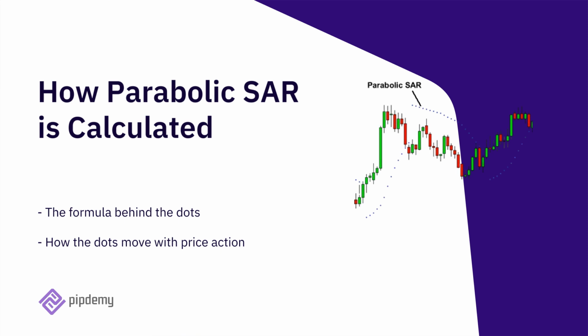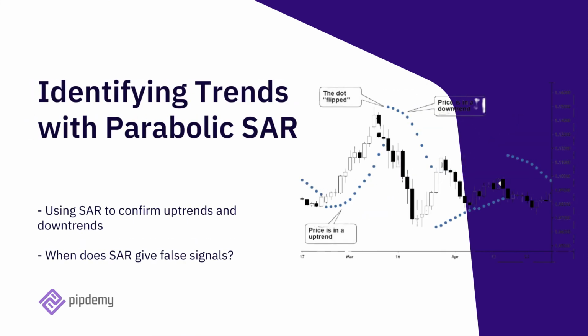Now, let's see it in action. Parabolic SAR makes spotting trends super easy. In an uptrend, dots appear below price, signaling strong buying momentum. In a downtrend, dots move above price, warning sellers are in control. But be careful. SAR works best in trending markets, not sideways ones. If price is ranging, the dots might flip back and forth, creating false signals. So, always confirm trends with other indicators before trading.